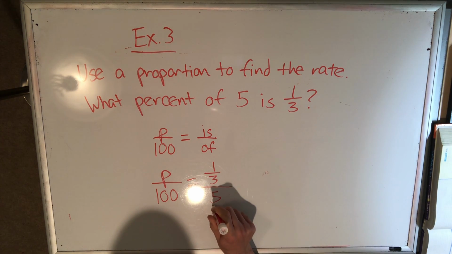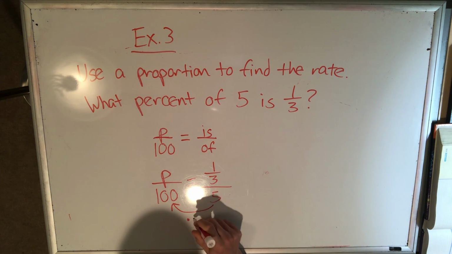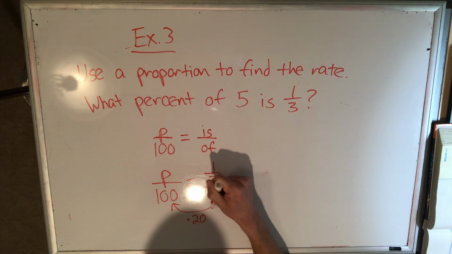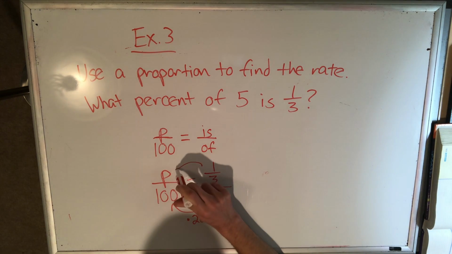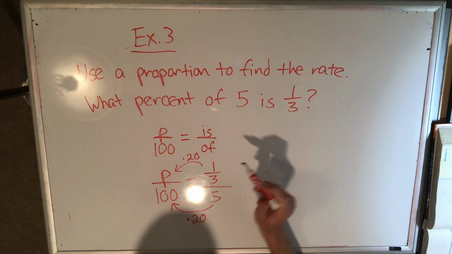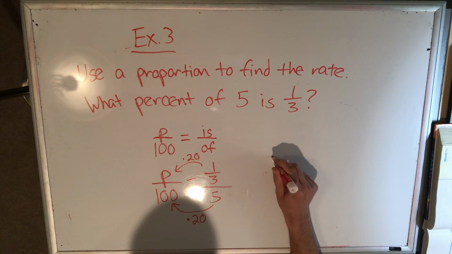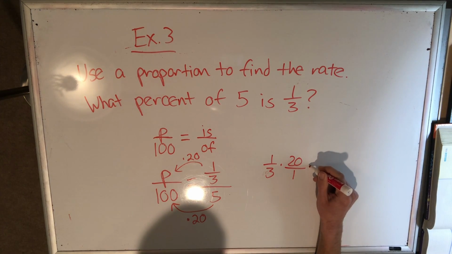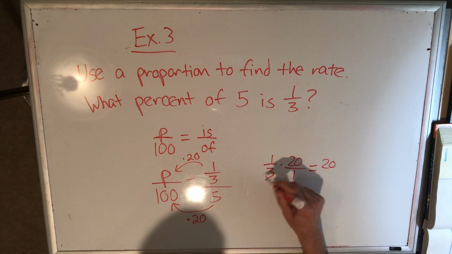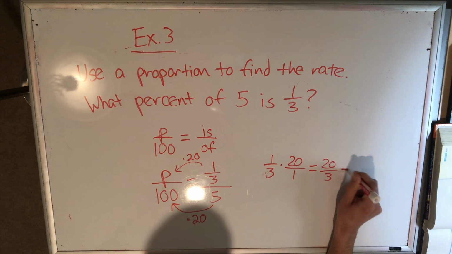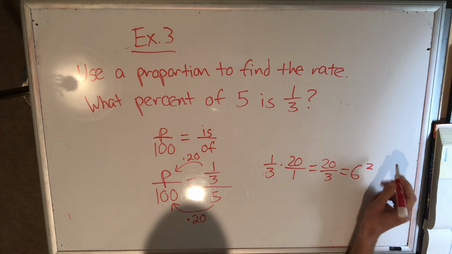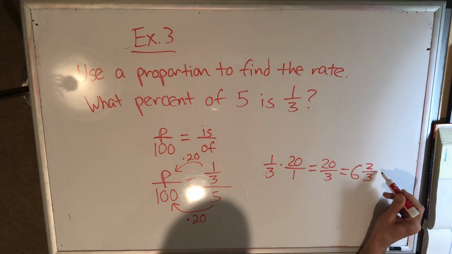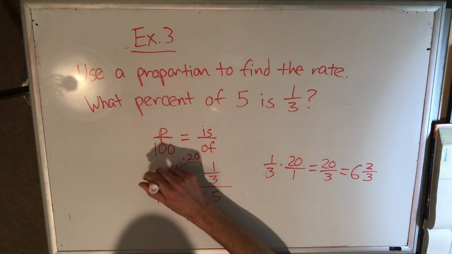But an even easier way is 5 times 20 is 100. And these are equal fractions, so if the bottom got multiplied by 20, the top must also be multiplied by 20. And 1/3 times 20, or 1/3 times 20 over 1, same thing. 1 times 20 is 20, 3 times 1 is 3. 20 divided by 3 is 6, remainder 2. So we have 6 2/3 for P.